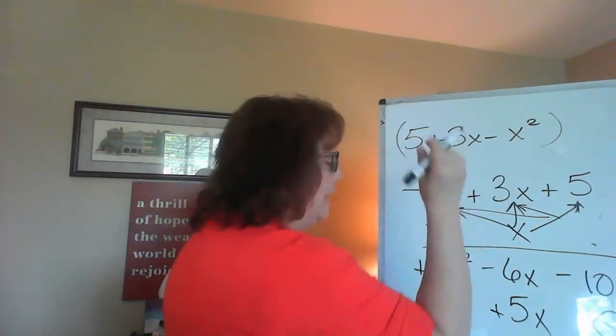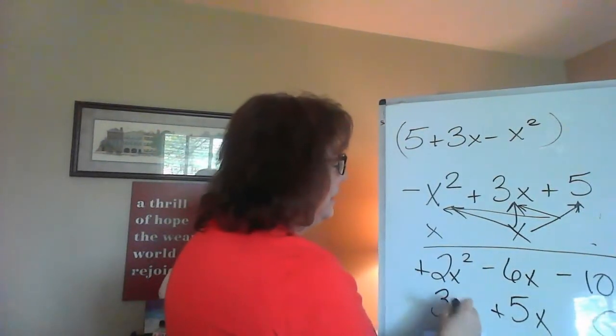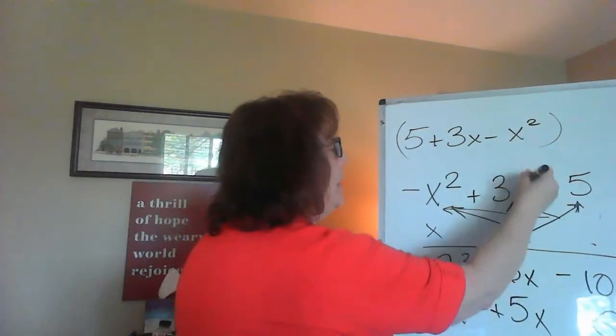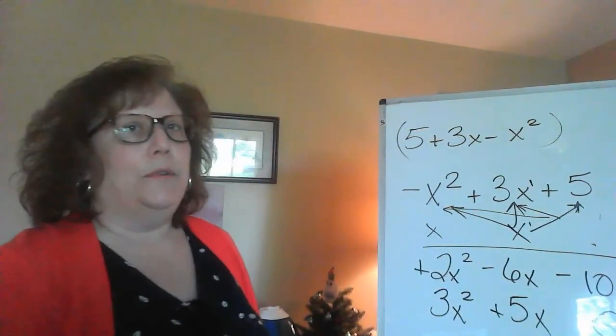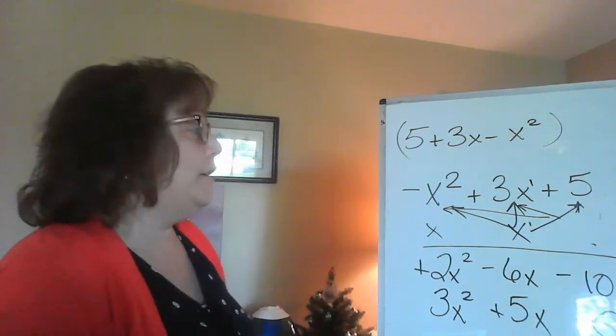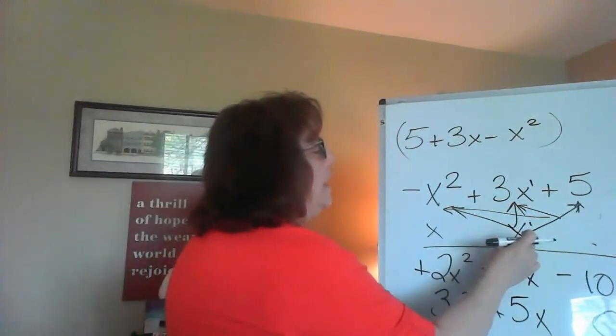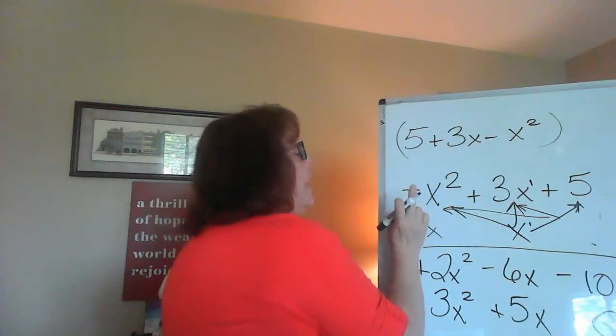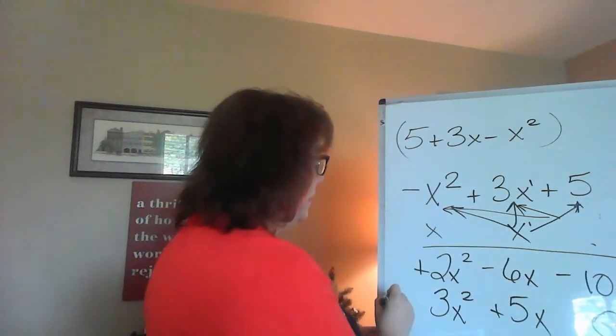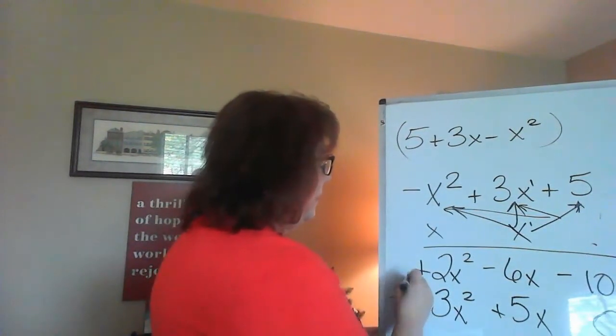X times 3x is going to be 3x squared. Remember, I've got an x to the 1 and an x to the 1. And what do I do when I multiply those? There you go. You add them up. X to the first power times negative x to the second power is going to be negative x to the third power.